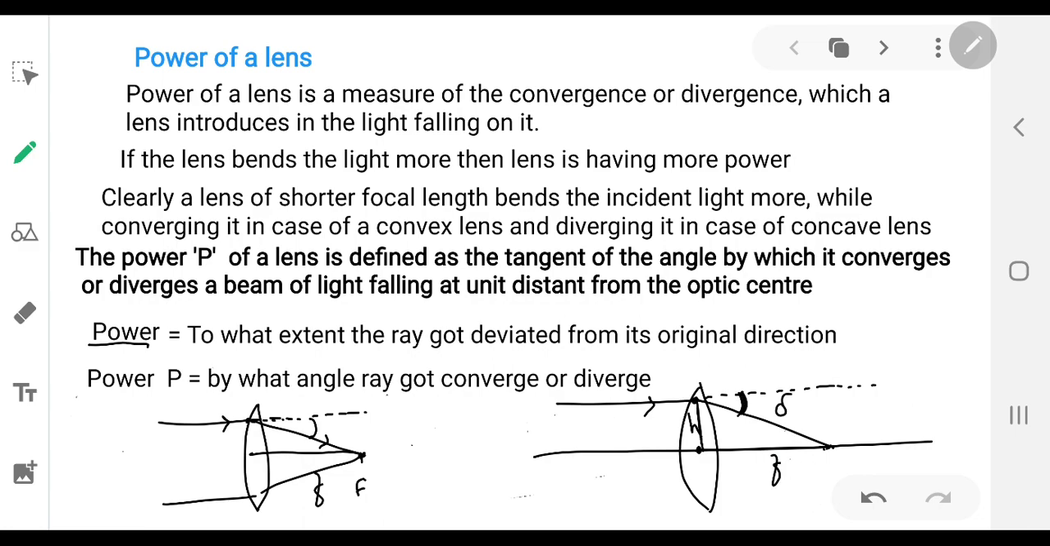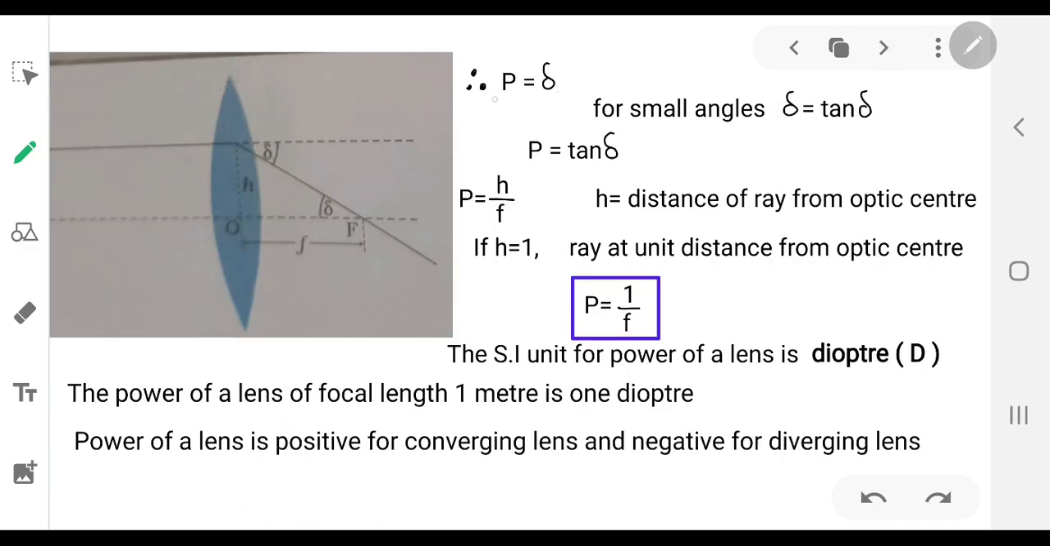As these two angles are alternate angles, we can take this as delta. So we can write power is equal to delta. We can make the small angle approximation that P is equal to delta. For small angle approximation, delta is equal to tan delta. So your power becomes the tan of the angle of deviation.